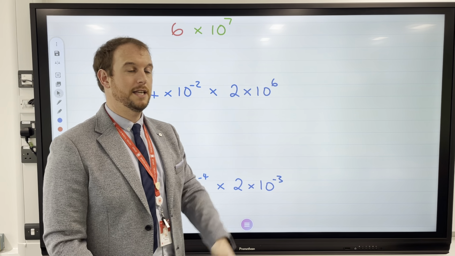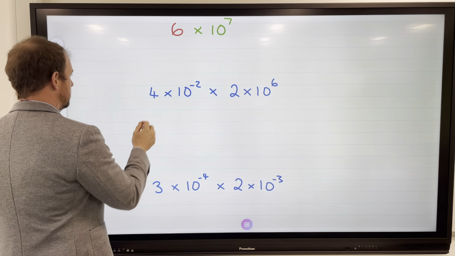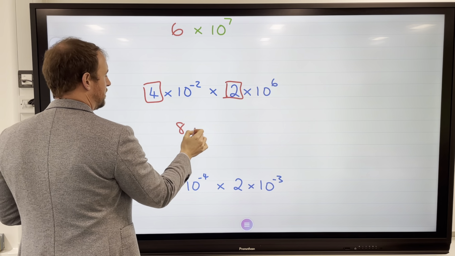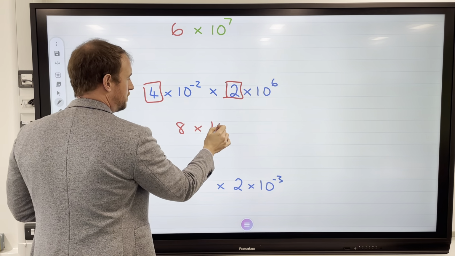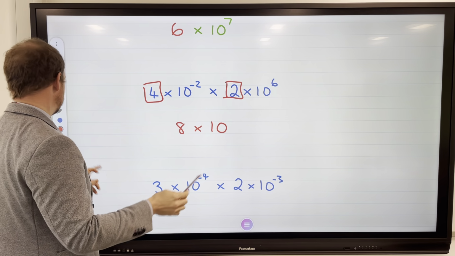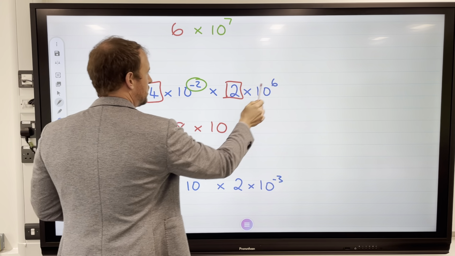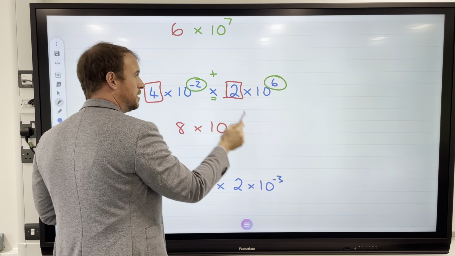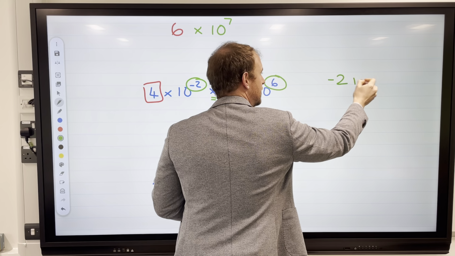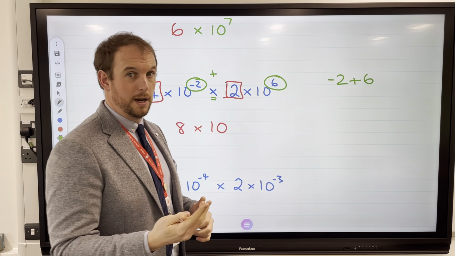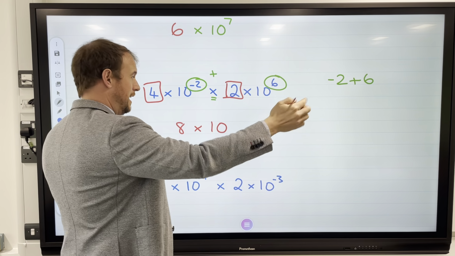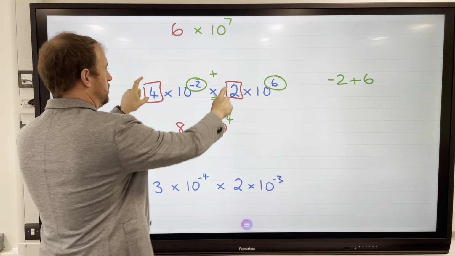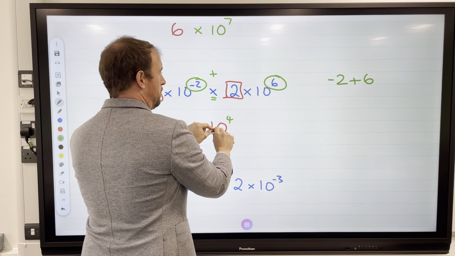But here, I've got a negative power. The process is still exactly the same. Let's look at our numbers first. Well, 4 times 2 is 8. We know it's going to be 8 times 10. Now let's look at the powers. Minus 2, because we are multiplying, we have to add the powers. So now we have minus 2, add 6. Think of a number line. On minus 2, add 6 to have the power of 4. So numbers here, powers here.